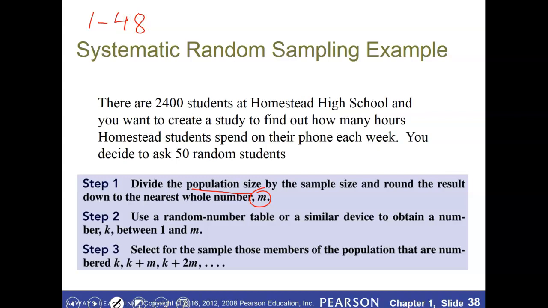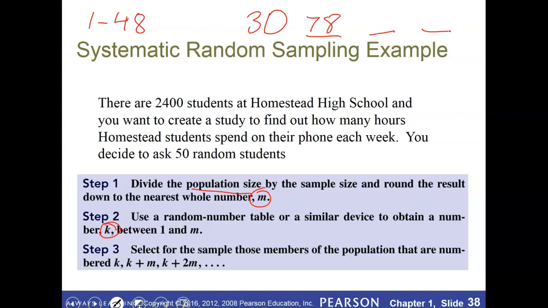Suppose that we get a random number, and let's say that it happens to be 30. So we would find the 30th student. Of course, we would have to number all the students first, but we would find the 30th student first. That's going to be our K value, and it just has to be between 1 and 48. Then to find our next number, we're going to add 48 to that. So our next student would be student number 78. And we would just continue to add 48 to 30 as many times as we wanted to until we ran out of people to ask.